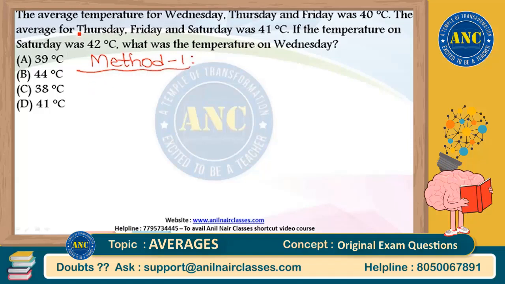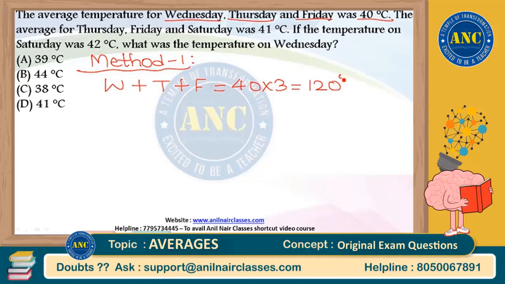Listen carefully, sir. The average temperature for Wednesday, Thursday and Friday was 40 degrees centigrade. Average is 40 means all the 3 days it is 40. That means Wednesday is 40, Thursday is 40, Friday is 40. So total, Wednesday plus Thursday plus Friday, is 40 into 3. It is 120 degrees, right?